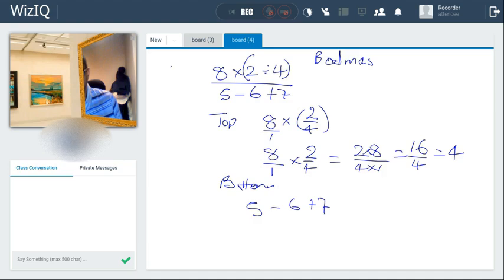Because I can't see the pointer, the cursor. I can't see the top. Sorry. Here I am.